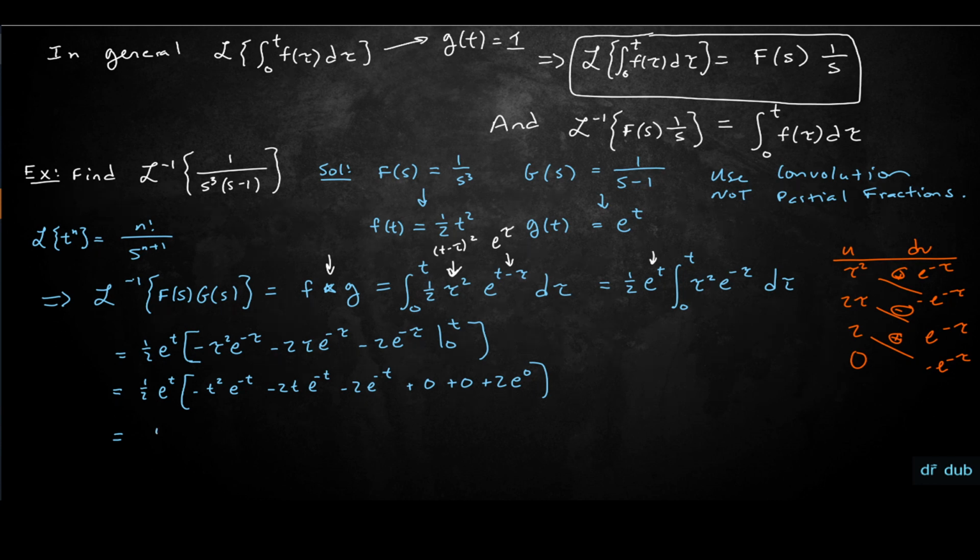This will be 1/2, so negative t squared basically. And then negative t, and then negative 1 plus e to the t. If I distributed that correctly, I feel like I did. Negative 1/2 t squared minus t minus 1 plus e to the t. That is the function we must have taken the Laplace transform of to get 1 over s cubed times s minus 1.